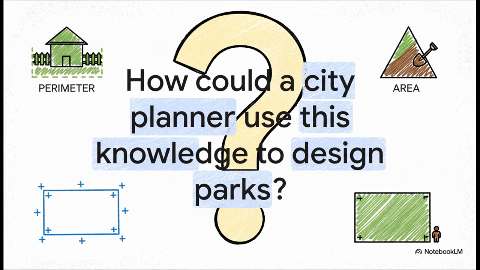So we'll leave you with a final thought to chew on, something that connects all this back to the real world. Think about that shape-shifting puzzle. If a city planner has a fixed amount of land for a new park, how should they design it? Should they make a long, skinny park to create a really long jogging path? Or should they make a compact square park to save money on fencing? It just shows you how these simple ideas really do shape the world around us.